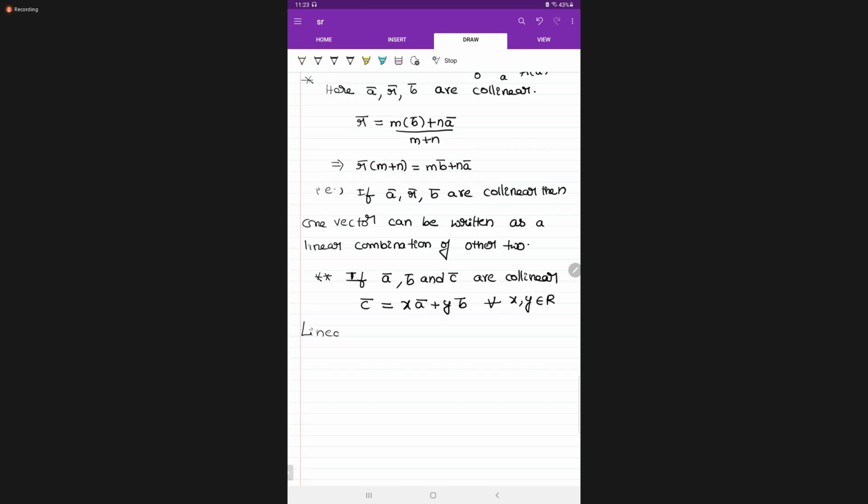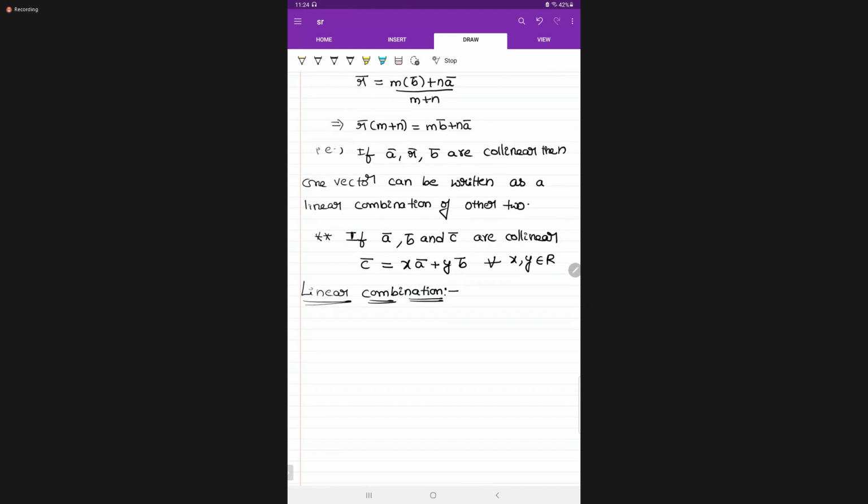Linear combination heading. Disturbance is coming, students. Please mute yourself. Who is that? Kishore, who is that?